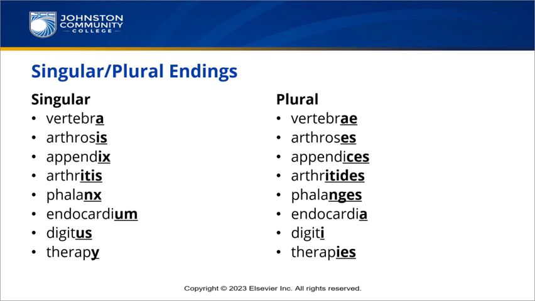Hey, this is editing me. I realized I completely skipped arthritis to arthritides. Back to the list. Then we have a phalanx, which is a bone in the finger or toe. Phalanx goes to phalanges. Then we have the endocardium, which is the membrane that lines the heart. Endocardium goes to endocardia. Then we have digitus, which is a finger or toe. Digitus goes to digiti. And finally, we have therapy, which is another name for treatment. Therapy becomes therapies.